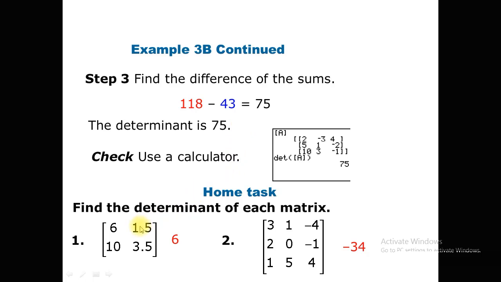Dear students, there are two matrices. This is a 2 by 2 matrix, and this is a 3 by 3 matrix. This is a home task for you. The result of the determinant of this matrix is 6, and the determinant of this matrix is minus 34. This is a home task, and verify this result by using the determinant process.